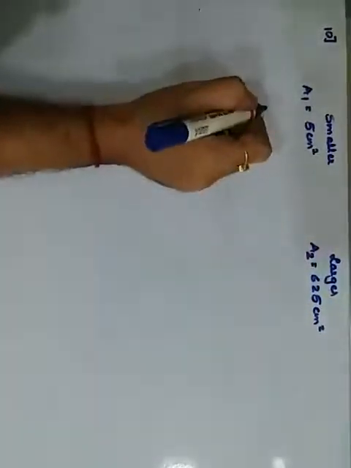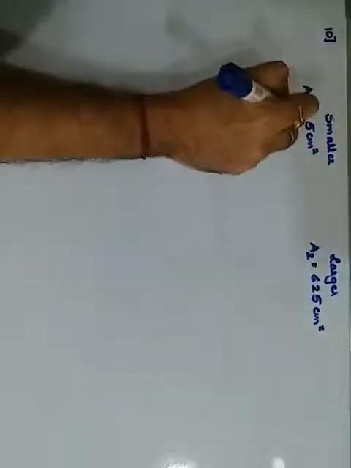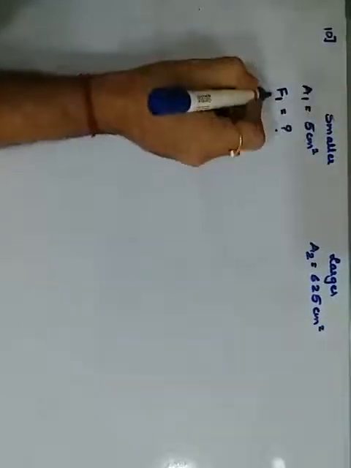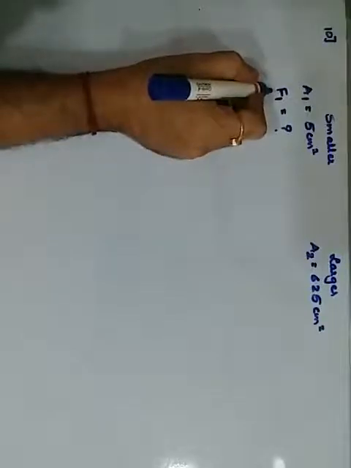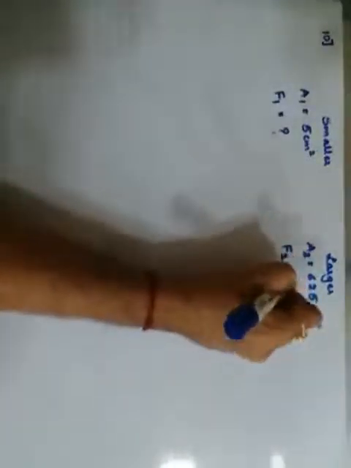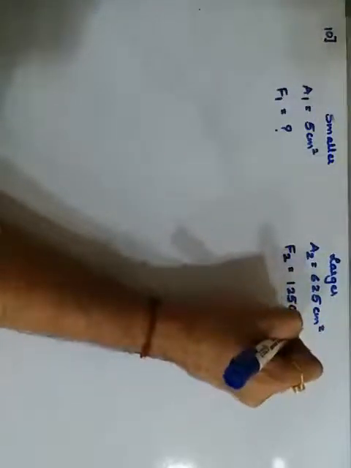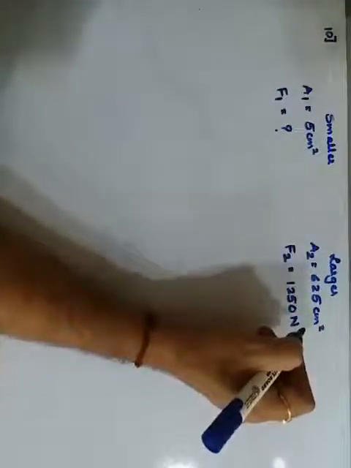Now what force on the smaller piston? On the smaller piston some force is applied, and what is that force we want? That means F1 we require will support a load. Load is always on the larger piston, so the load is your F2. How much is the load? The load kept lifted up is 1250 Newton. This much load is kept on the larger piston, so we are supposed to find F1.